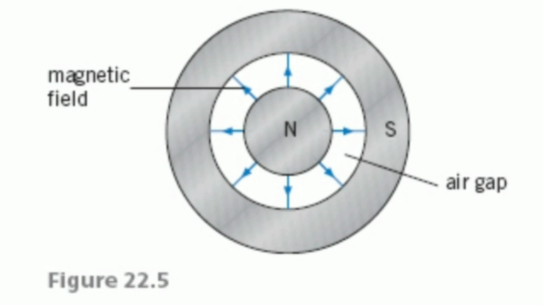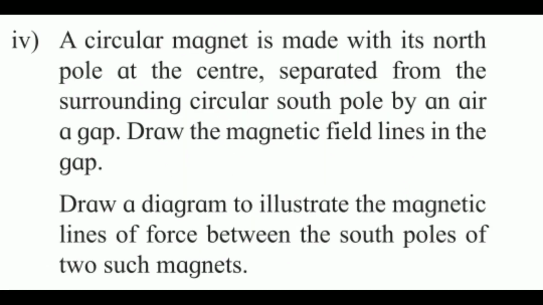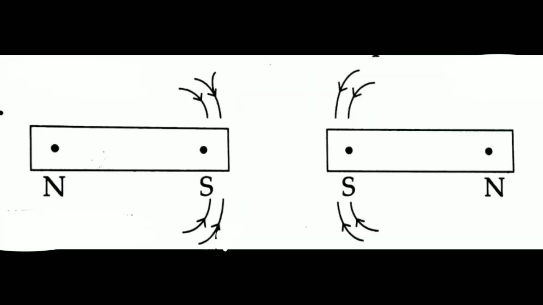North pole will be at the center and the lines will go from north to south radially outward through the air gap. The second part of this question was, draw a diagram to illustrate the magnetic field lines of force between the south pole of two such magnets. Now if two such magnets are placed, the lines should be shown pointing towards the south pole of each magnet. So this is the solution for question number 4.